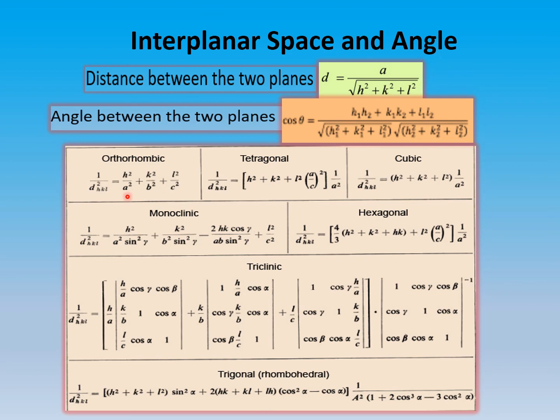See here, now in orthorhombic, all three lengths are not equal, but the angles are equal. See, a square plus b square plus c square, all the lengths are not equal, so that's why they are mentioned separately. In the same way, we can compare and you can identify the equations easily. That is also one of the methods to identify them easily.